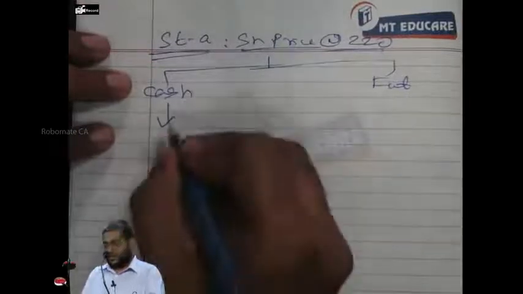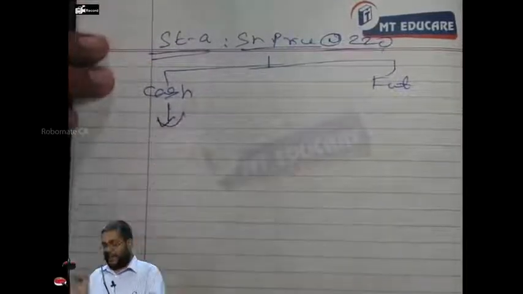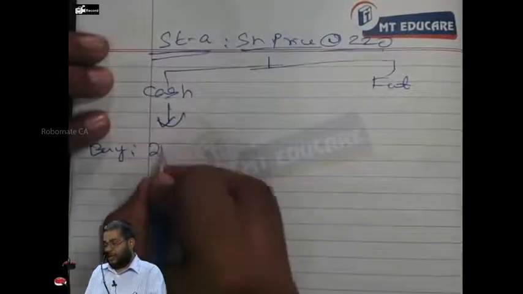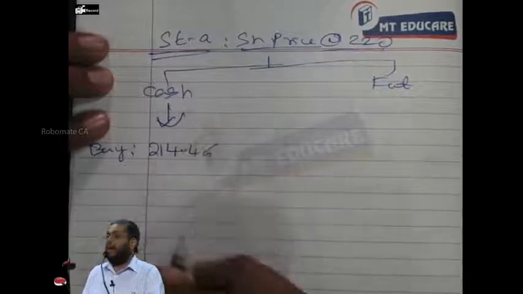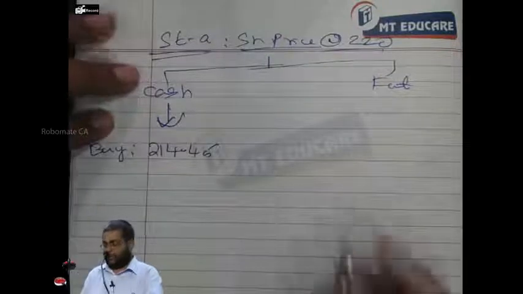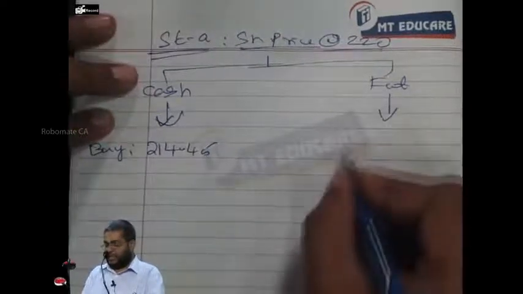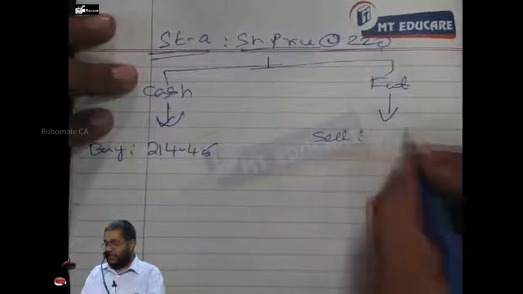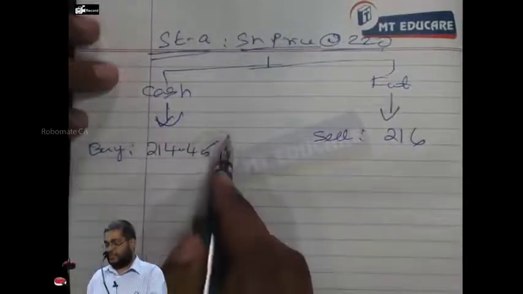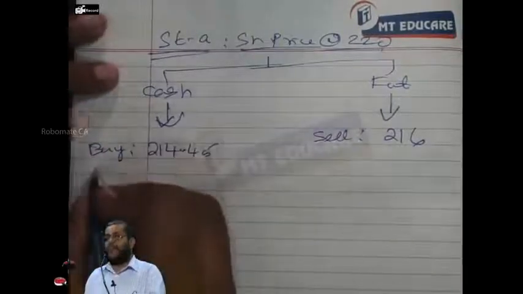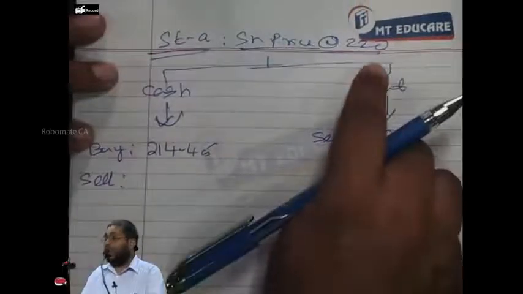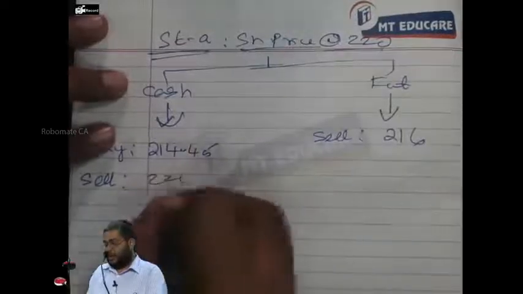Everybody tell me, first, today in the cash market, have I purchased or sold the share? I am having the buy position, and how much is it? 214.45. I bought at 210, but with convenience yield and cost to carry, it becomes 214.45. In the futures market, I took what position? Sell futures at 216. Now in the cash market, I have a share and I am going to sell it at the current share price of 220.